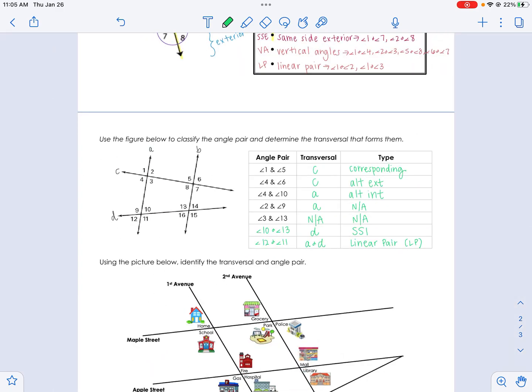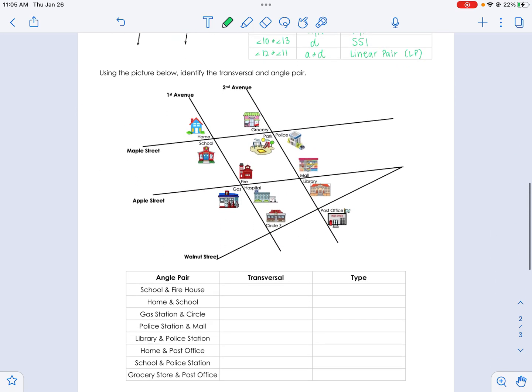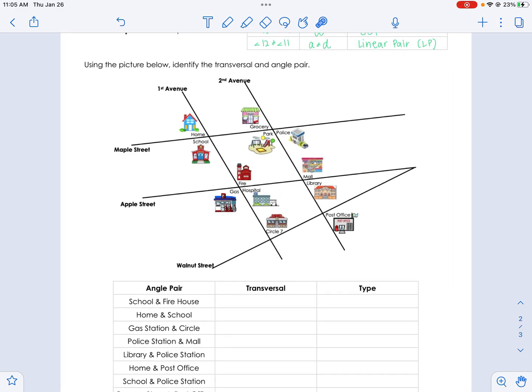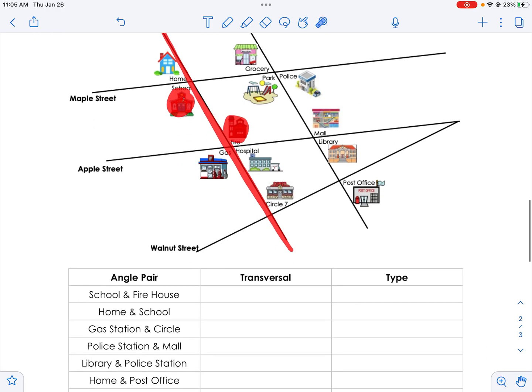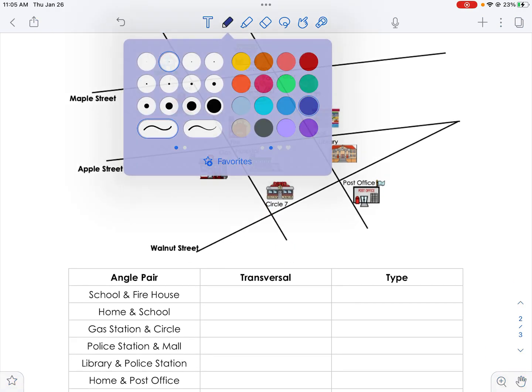So let's take a look at this from the perspective of roads and traveling and buildings. So if you had the school and the firehouse, ask yourself, what's the transversal? So here's the school right here, and then the firehouse right here. What's the road that you could take that would go from the school to the firehouse? That's your transversal, and in this case, that would be First Avenue. First Avenue is going to be the road that I would take to get from the school to the firehouse. So that's my transversal, First Avenue.